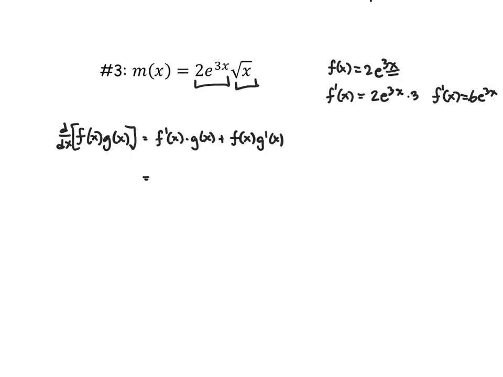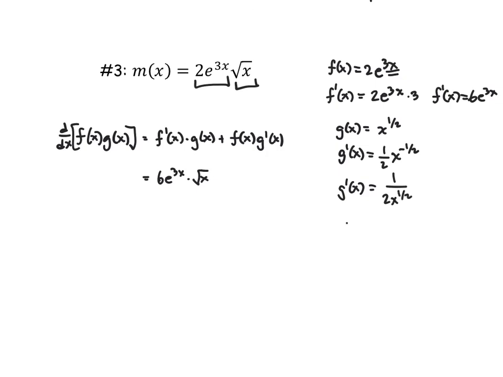That's kind of cool. So that's 6e to the 3x. We leave g of x alone. Square root of x. Now g of x is the square root of x, but I'm going to write it as x to the 1/2. So g prime of x is just going to use that power rule. I'm going to bring the 1/2 down in front and reduce the power by 1. So g prime of x would equal 1 over 2x to the 1/2 power, which if I put it back in radical notation would be 1 over 2 root x.